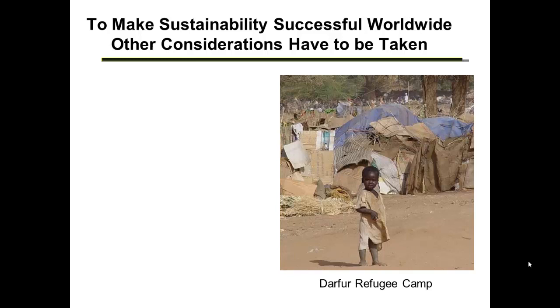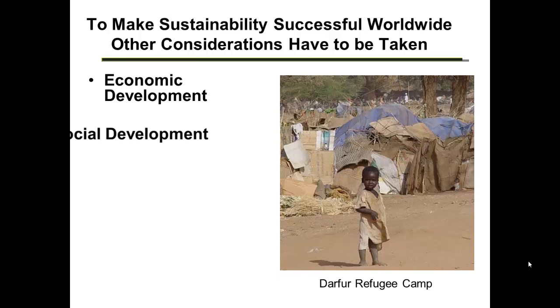To make sustainability successful, we have to keep in mind some other considerations. Here's a picture of a child in a Darfur refugee camp, right? Darfur is a place that has been destroyed from climate change. Drought, famine, refugees, and then people fighting over resources, war, bloodshed, starvation. Terrifying, right? So that's something you have to keep in mind. To even worry about sustainability, you have to worry about economic development first. People who are living day to day just to survive, find food, don't care about what's sustainable. You have to worry about economic development first.